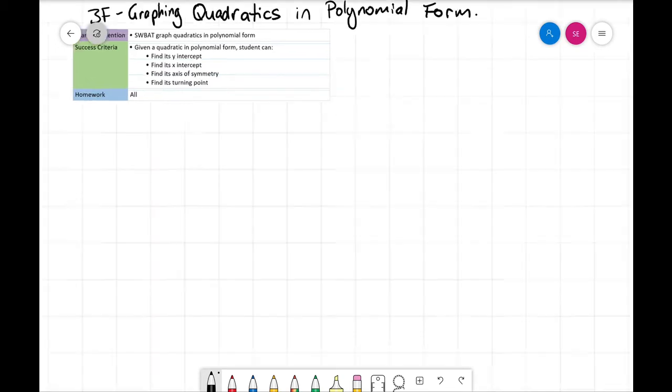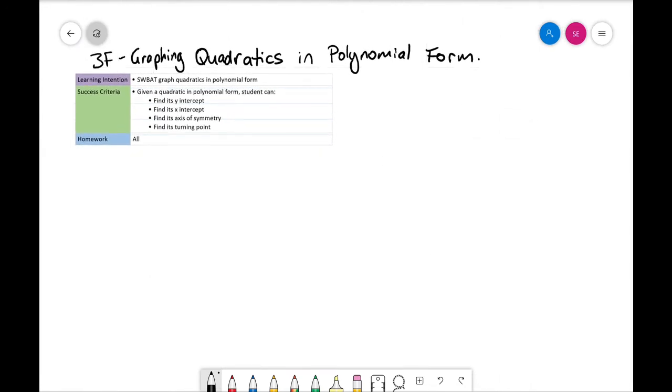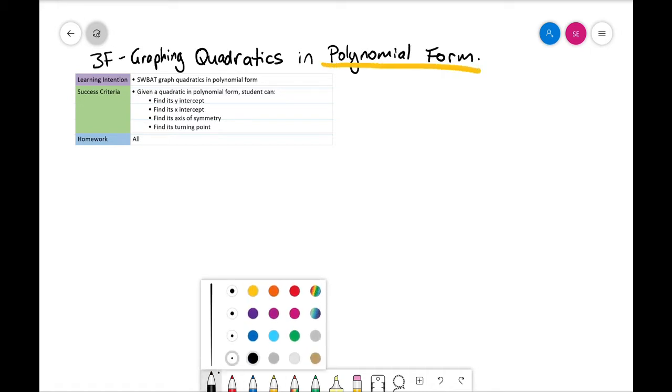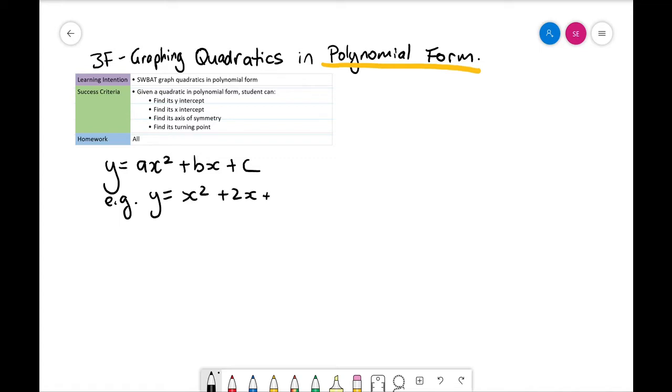Okay, so today, guys, we're doing exercise 3F. So we're graphing quadratics, but we're graphing them when they're in polynomial form. Quadratics in polynomial form are in the form ax squared plus bx plus c, where a, b, and c are real numbers. So an example could be y is equal to x squared plus 2x plus 3, or something like that.